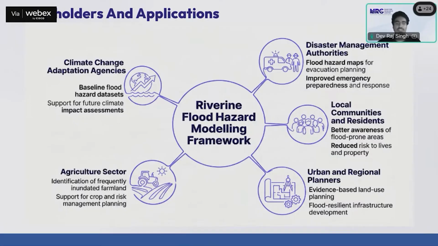Then, local communities can also benefit, because they will know the flood-prone regions where they may want to make their house. Then urban planning also, like the municipality, sorry, where they have to focus more on this. And then lastly, of course, agriculture, because the water layer can literally kill the crops because it hinders the oxygen supply to the roots of the plants, so it can destroy the crops. So it can be helpful for the farmers also.